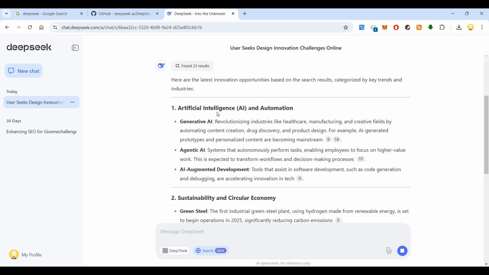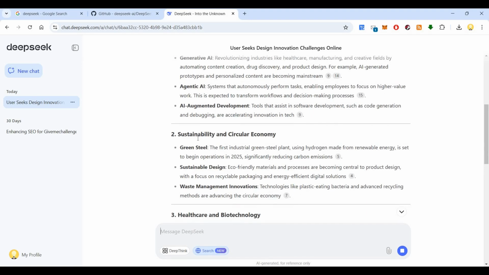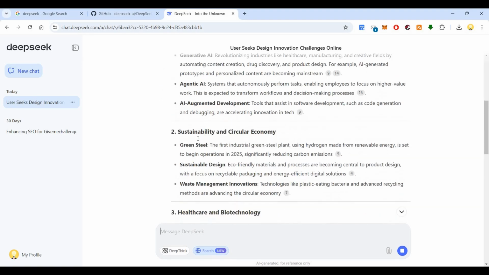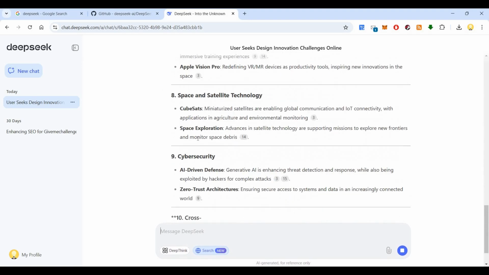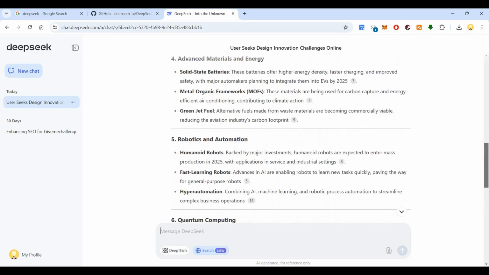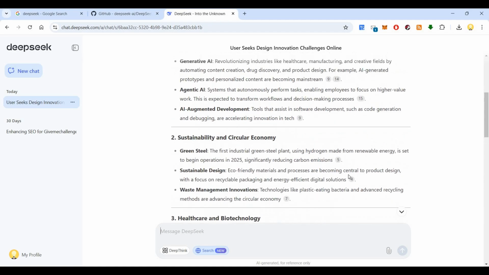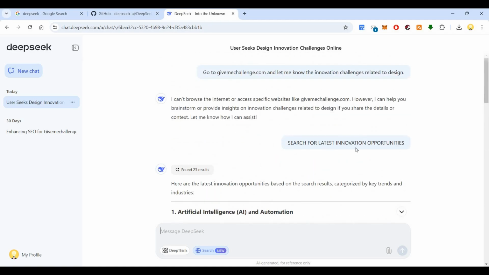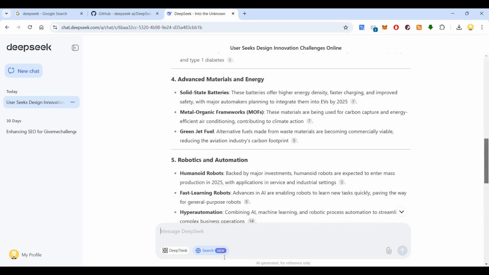So here are some innovation opportunities based on the search results, categorized by key trends. So in terms of artificial intelligence and automation, sustainability and circular economy, these are the challenges that it has identified. Okay, so when it looked at challenges, I think it meant various opportunity areas.